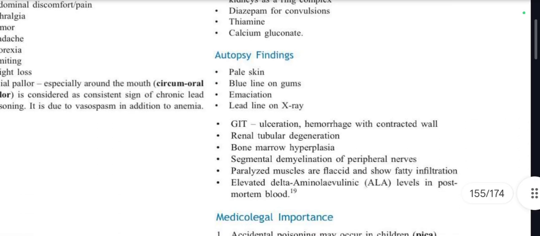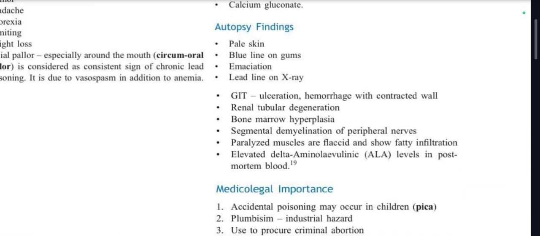Now what are the autopsy findings? Pale skin, blue line on gums, emaciation, lead line on x-rays. In the GIT, we get ulceration, hemorrhage with contracted wall. Then we get renal tubular degeneration, bone marrow hyperplasia. Why hyperplasia? Because the body fights against the decreased synthesis of heme. In order to increase the synthesis, it is going to generate more and more cells in the bone marrow. So that leads to bone marrow hyperplasia.